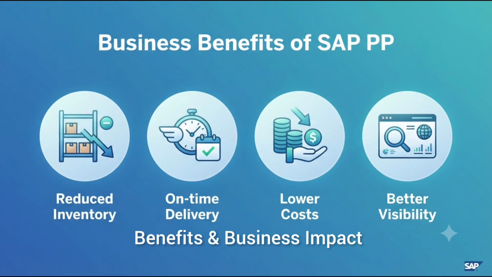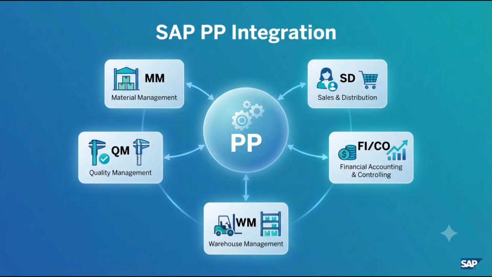Benefits and business impact. Implementing SAP PP brings clear business benefits. Companies experience better inventory control, reduced production costs, and improved on-time delivery performance. Real-time visibility into production status helps managers make faster and better decisions. Shop floor efficiency increases because of accurate planning and scheduling.